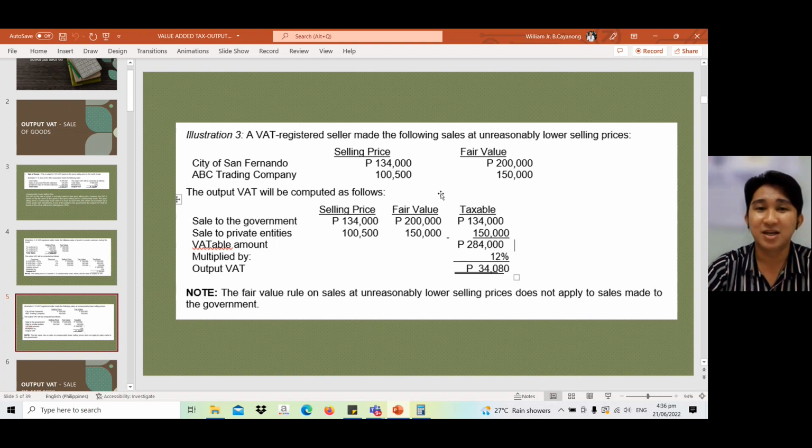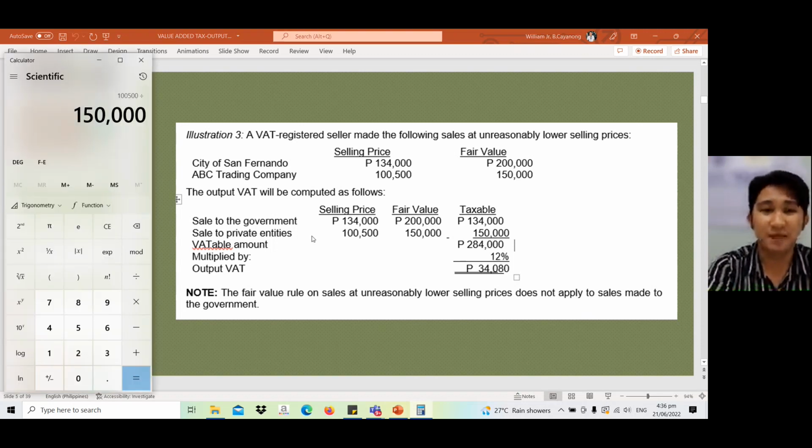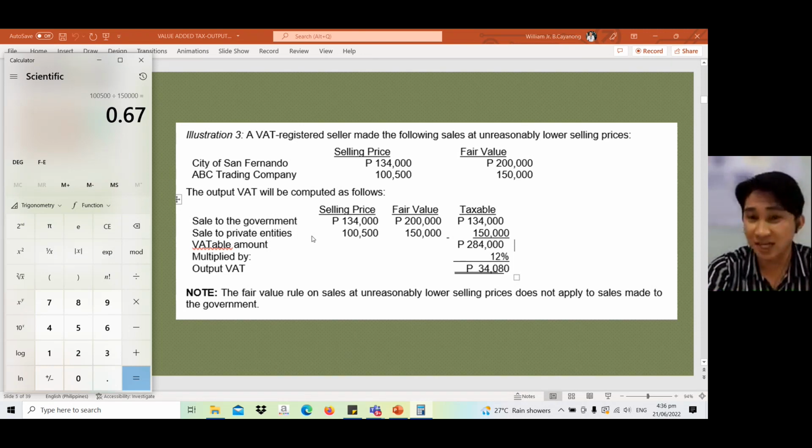actual selling price. So if we are going to compute ABC Trading Company, if ano ba yung percentage niya, that's 100,500 over 150. So that's 67%. So 67% is unreasonably lower or not? Actually, it's unreasonably lower. Kasi nga, di ba? More than 30% po ang discount niya. In fact, 67% lang ang selling price niya. Okay? Kaya, ang gagamitin natin dito is not the selling price, but the fair value.